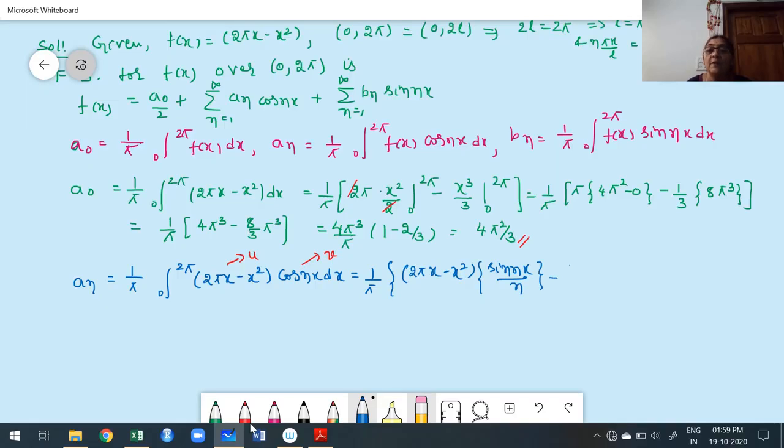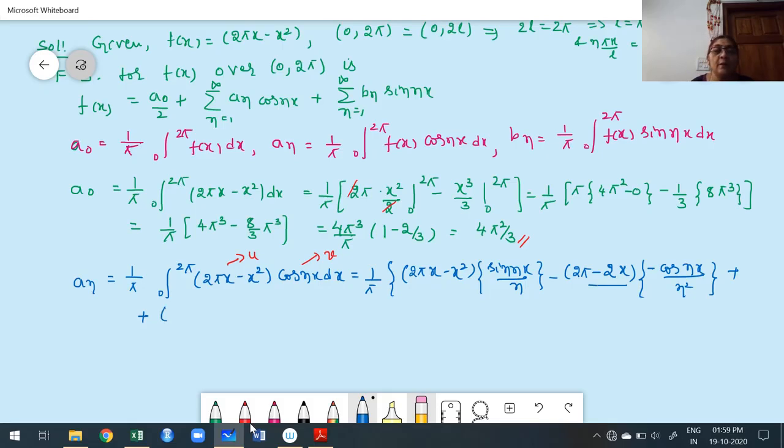Minus the differentiation of this: 2 pi x minus x square differentiates to 2 pi minus 2x. Into again I have to integrate: minus cos nx by n square. Integration of cos is sine, integration of sine is minus cos. Plus, find out the derivative of this.